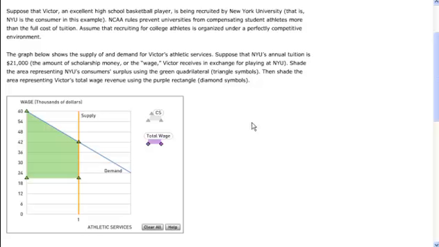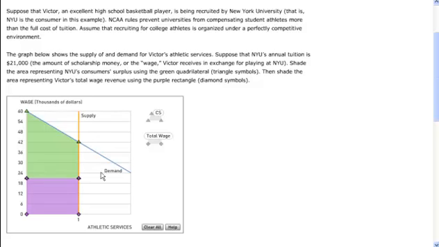Next, we're asked to shade in purple the area that represents Victor's total wage revenue. So we know that he's making $21,000. We're going to grab hold of this purple and bring it down here, and try to get it set at 0 first. And then pull this all the way over to the supply line, and then pull this up to where it's equivalent to $21,000. You'll notice that the area we shaded in purple is equal to $21,000, which again represents the wage that Victor is receiving for playing at NYU.